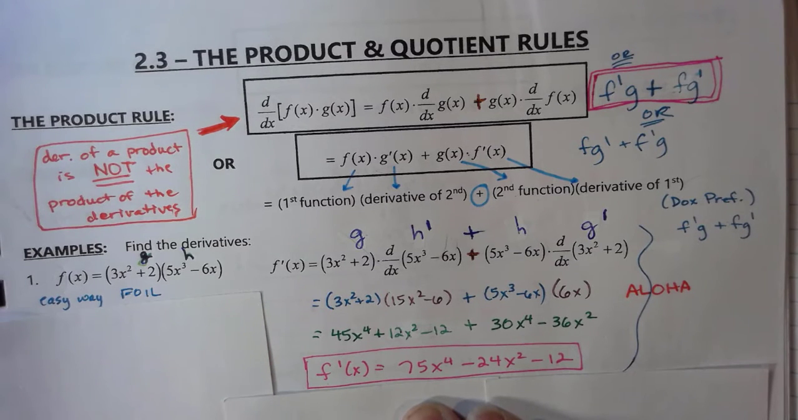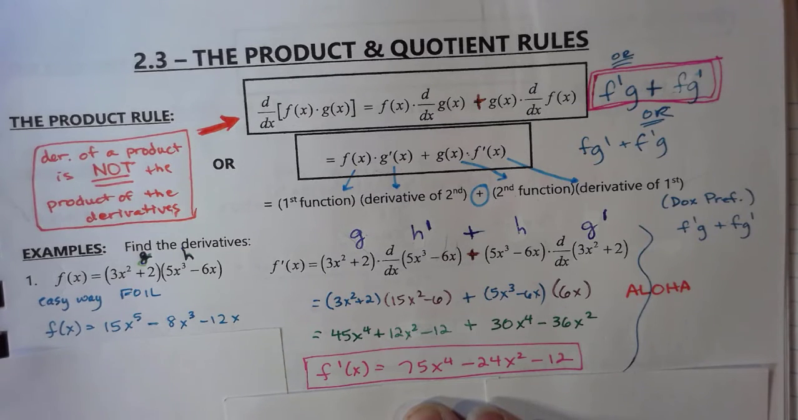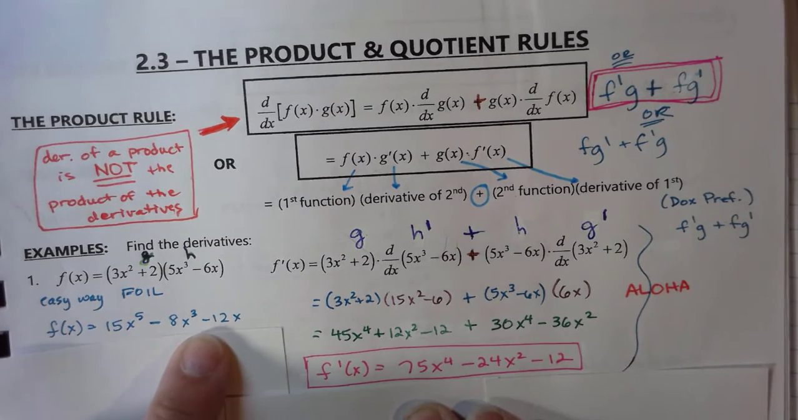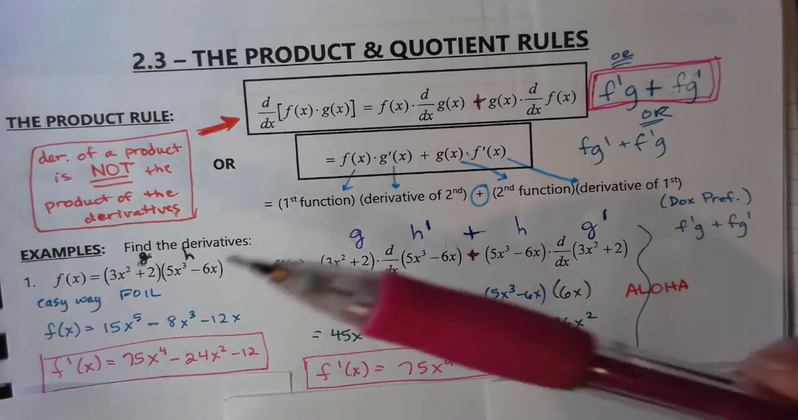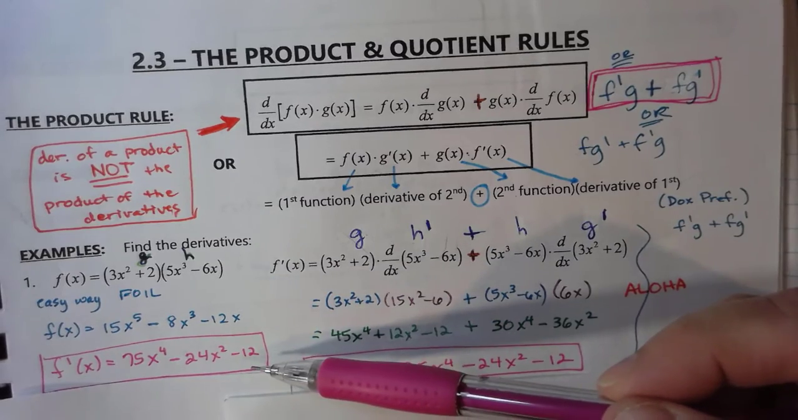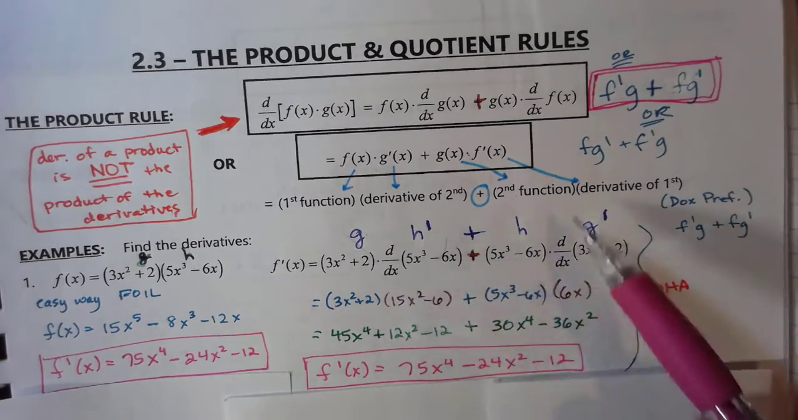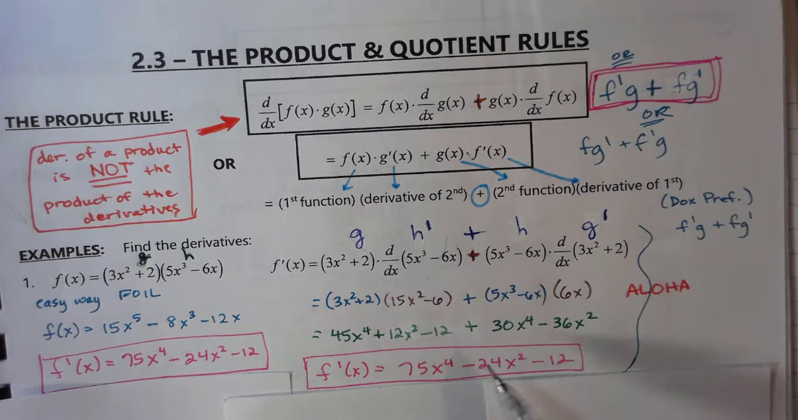The easy way is simply to, first of all, FOIL function f, and then take the derivative term by term of each one of these terms. Now, which would I do? Of course, I would do it the easy way. But I wanted to illustrate how to use the product rule.